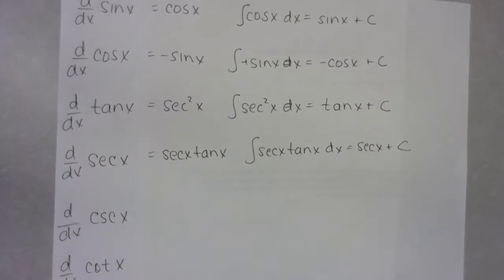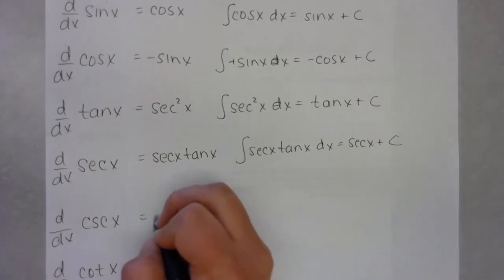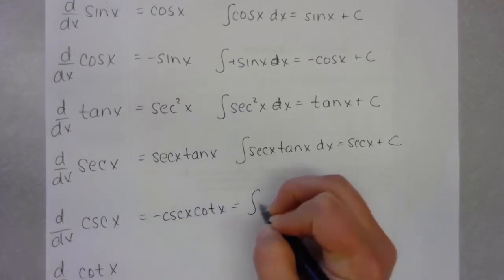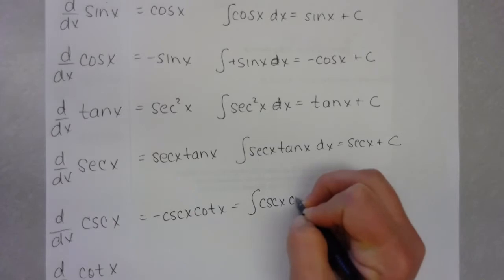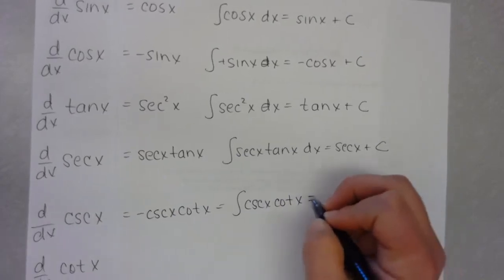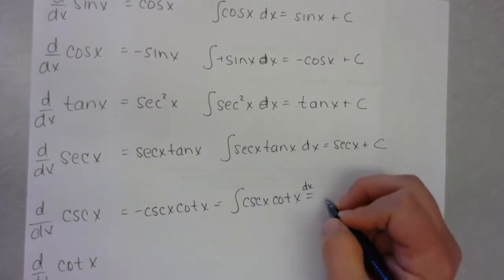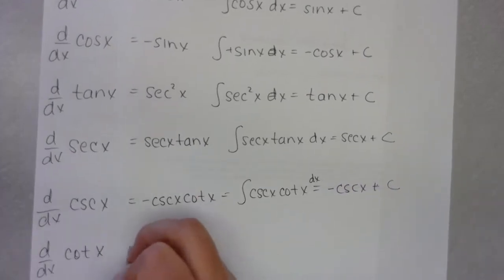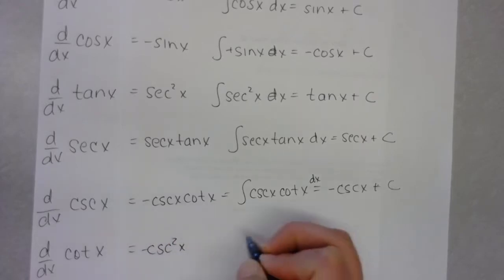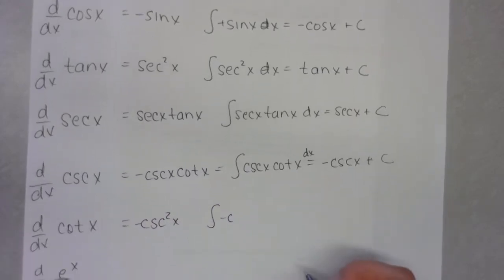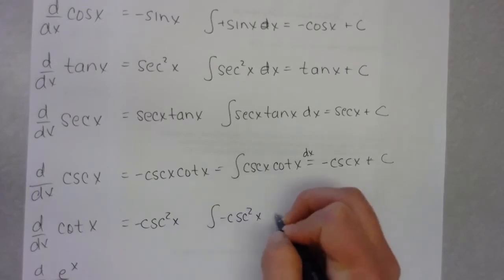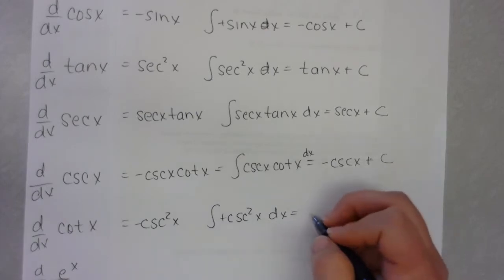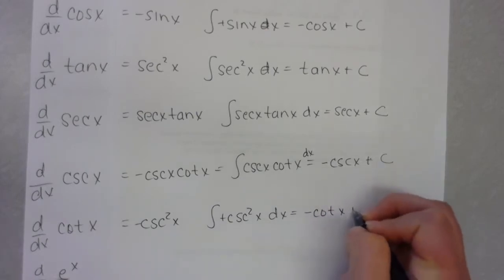All right, so we can go through the rest of these really quickly. The derivative of cosecant is negative cosecant of x cotangent of x. So that means that when I do the antiderivative of cosecant of x cotangent of x, this is where my signs are opposite again. Oops, I keep forgetting my dx. This would be negative cosecant of x plus c. The derivative of cotangent is negative cosecant squared x. So that means my antiderivative of negative cosecant squared x dx is equal to, actually let me make that positive, so then it'll be negative cotangent of x plus c.